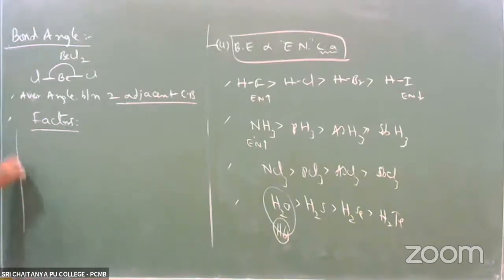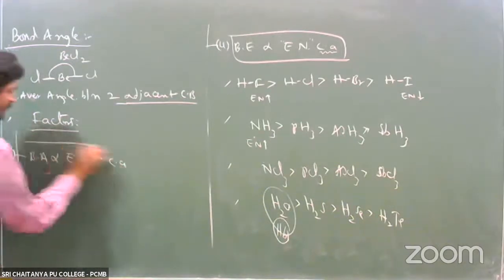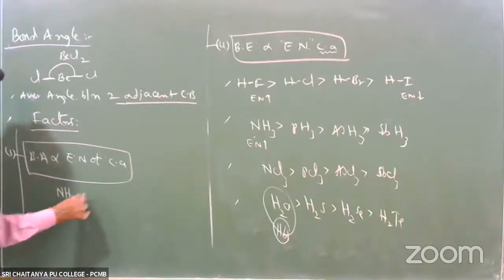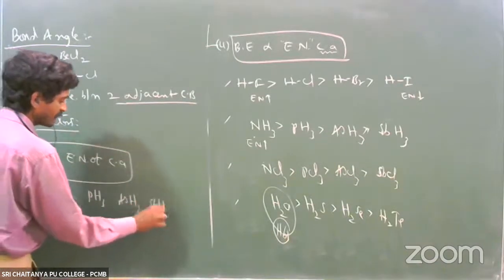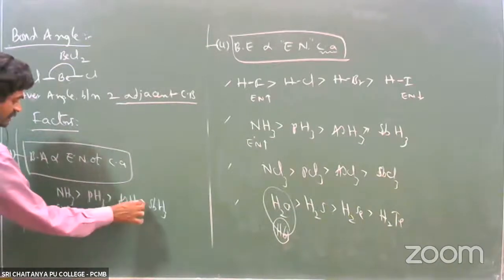One by one. First one: bond angle is directly proportional to the electronegativity of the central atom. For example, take ammonia NH3, phosphine PH3, arsine AsH3 and stibine SbH3. These are all hydrides of group 15 elements. If you ask about the bond angle order, nitrogen is more electronegative, so you have more bond angle. Next phosphorus, next arsenic, next antimony.